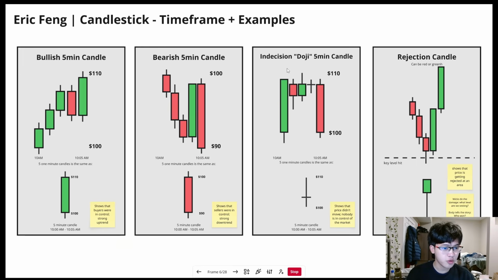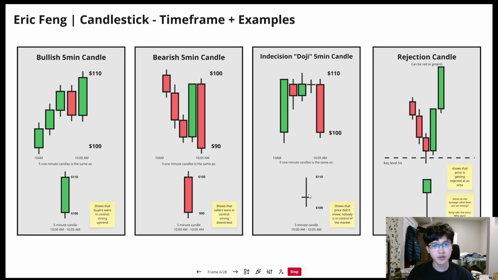The next example is an indecision, or what people call a doji candle, which is pretty useful to know. Now we can see in this example, we start at $100, we move up, kind of just screw around for these next 3 minutes, and eventually come down to exactly where we started, back at $100. If we look at the 5 minute, it pretty much looks like a plus sign.